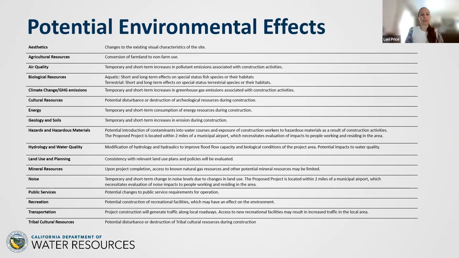Based on the CEQA environmental checklist and our preliminary evaluations, DWR has identified that the proposed improvements could have the following direct, indirect, and/or cumulative environmental effects. All of the topics listed on this slide will be studied in the environmental impact report that will be prepared for the project. If you have concerns regarding any of these topics or thoughts about additional topics that are not listed that you would like to see addressed in the EIR, please let us know by submitting your comments.